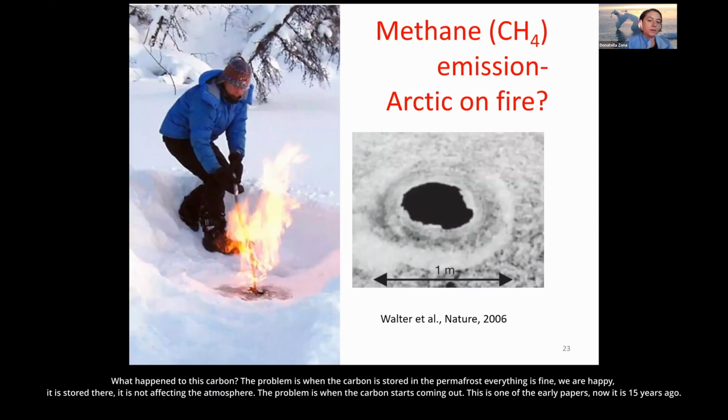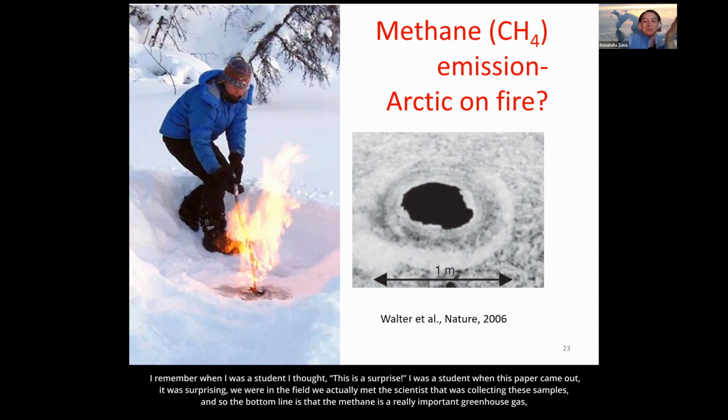And to this carbon, so the problem is when the carbon is stored in the permafrost, everything is fine, we are happy, it's stored there, it's not affecting the atmosphere. The problem is when the carbon starts coming out. This is one of the early papers, now it's 15 years ago. I remember when I was a student, I thought, oh, this is a surprise. I was a student when this paper came out.